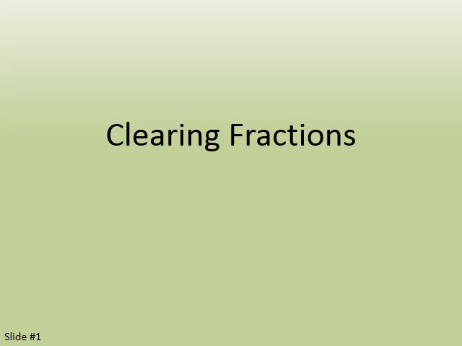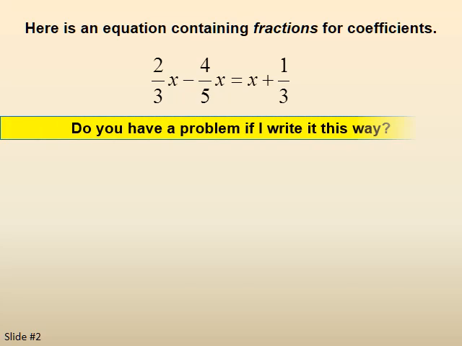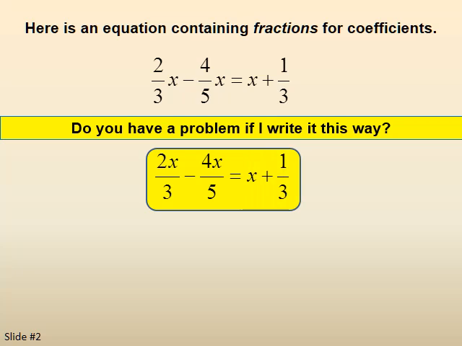Clearing fractions. Here's an equation containing fractions for coefficients. 2/3 x minus 4/5 x equals x plus 1/3. Do you have a problem if I write it this way? 2x over 3 minus 4x over 5 equals x plus 1/3.